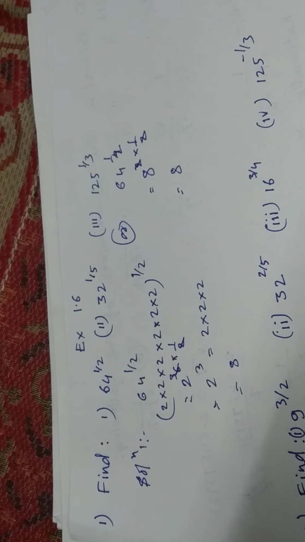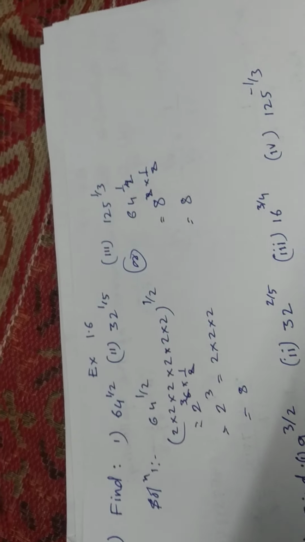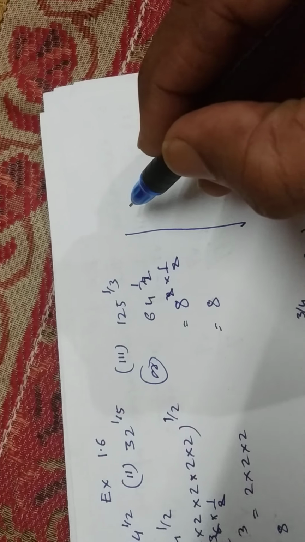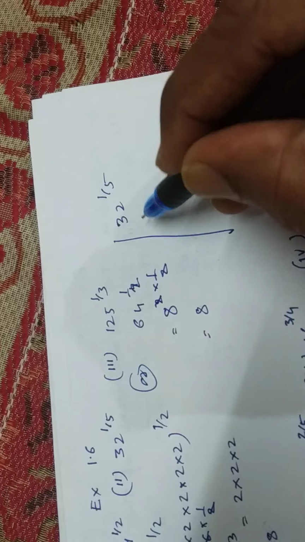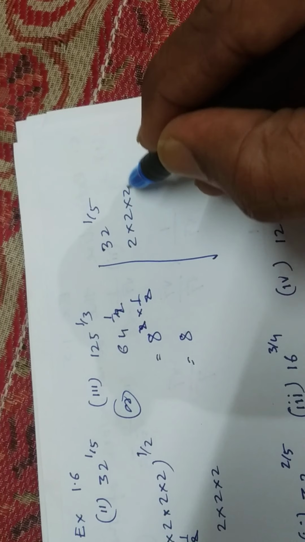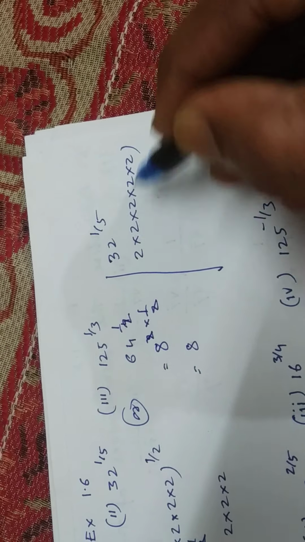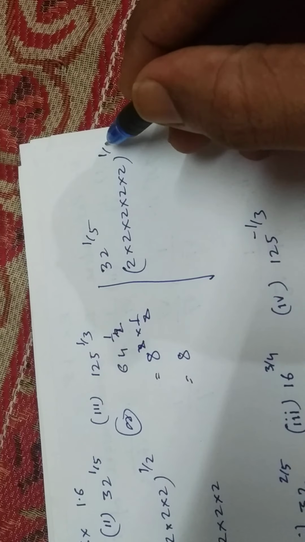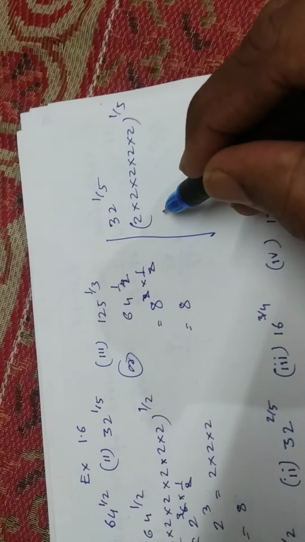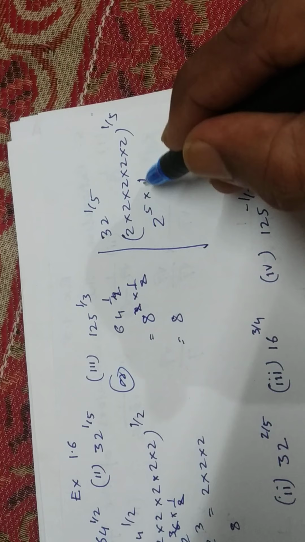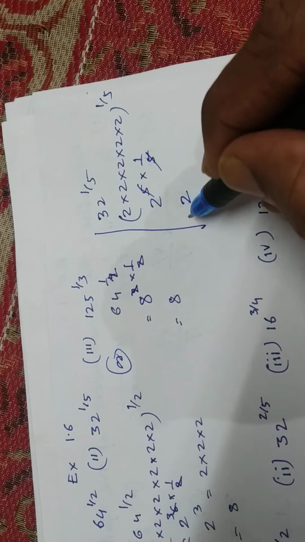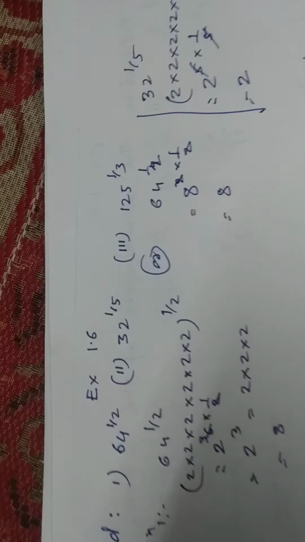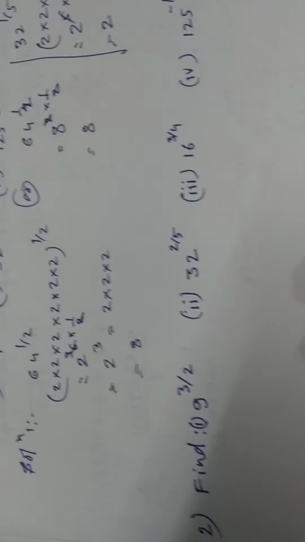32 can be written as 2 into 2 into 2 into 2, 5 times. See, I am doing it here. 32 power 1 by 5. 32 is 2, 4, 8, 16, 32. Bracket, it is 1 by 5. So it is 2 power 5, and outside the bracket it is 1 by 5. This 5 and 5 got cancelled. 2 power 1, that is equal to 2. Got it? One question I want you to do.